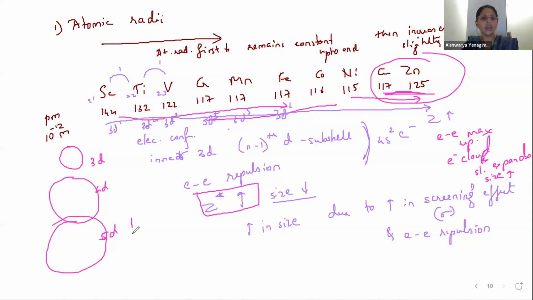Down the group, atomic radii goes on increasing. But when we talk about 4d and 5d series, elements have almost the same atomic size. We'll discuss that again in detail, because that is due to lanthanide contraction. It is due to lanthanide contraction. We'll be discussing that when we talk about f block elements.